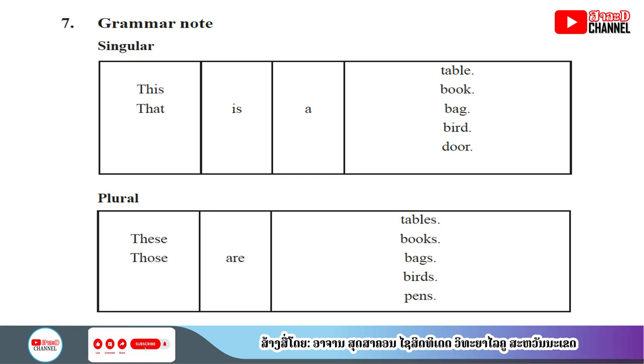Plural. These are tables. These are books. These are bags. These are birds. These are pens. Those are tables. Those are books. Those are bags. Those are birds. Those are pens.